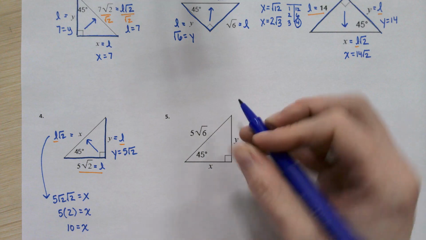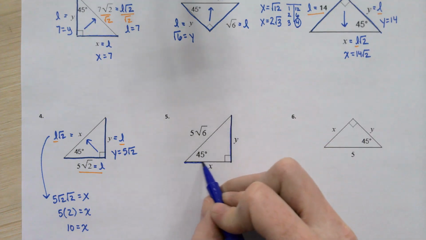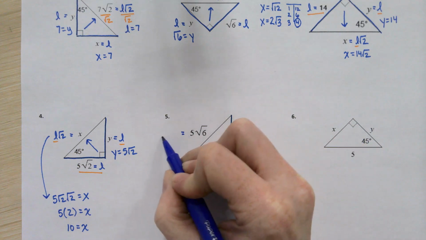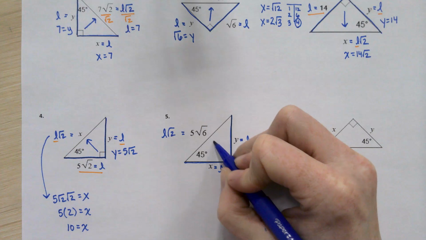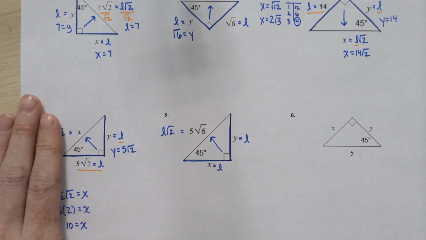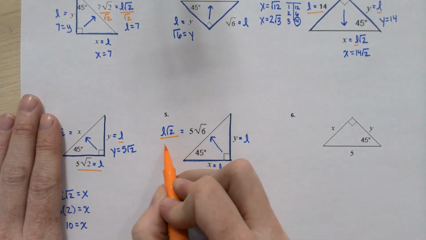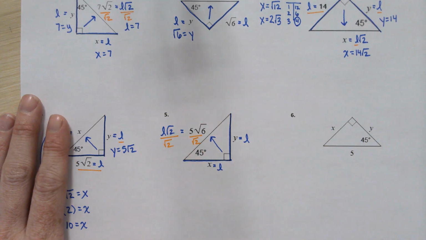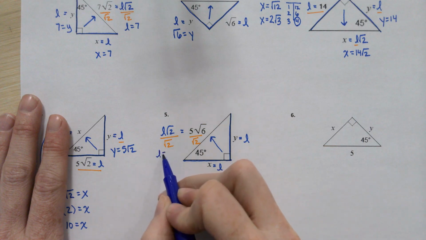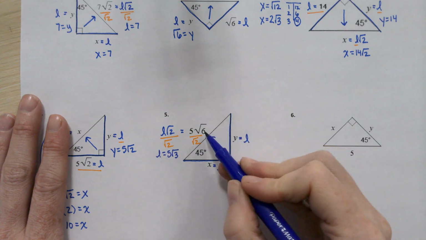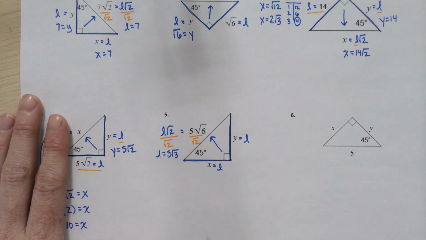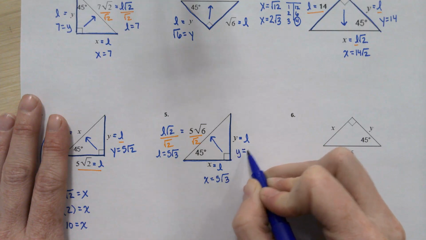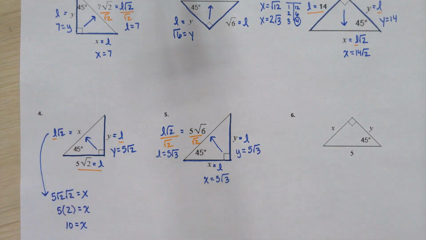Number 5 has 45, 45, and 90 as the angles. So the two legs attached to the right angle are both L. The hypotenuse, forgot to draw my arrow in, across from the right angle is L root 2. I need to find the L value, so I'm dividing both by root 2, which leaves me with L equal to 5 root 3. Root 6 divided by root 2 is root 3. Plugging that in everywhere there's an L means that x is 5 root 3 and y is 5 root 3.